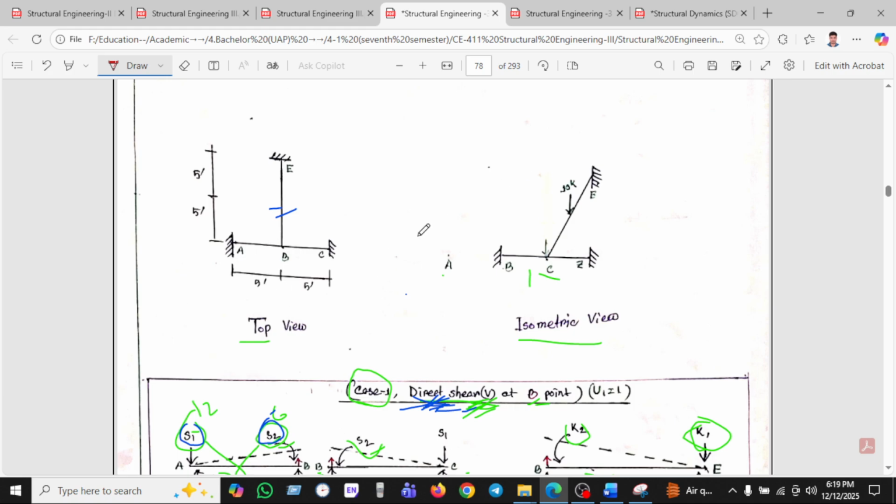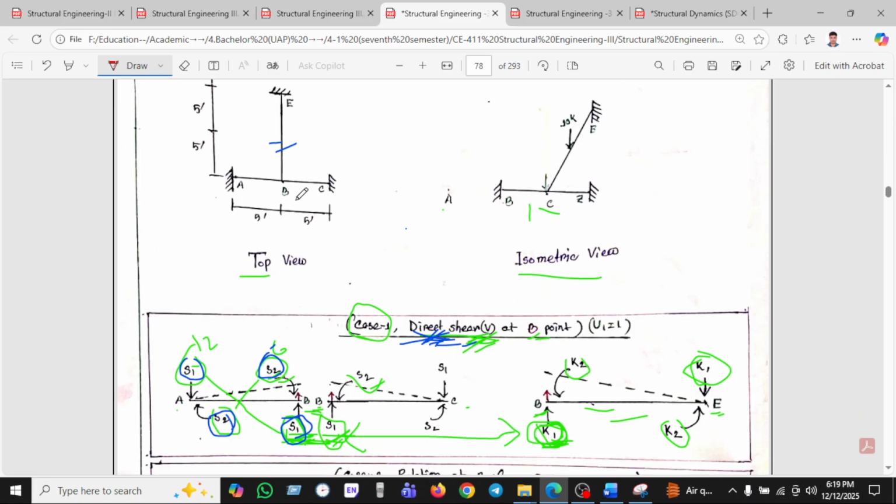We have three cases. One is shear. If we apply the shear at point B, then S1 will be upward and the opposite direction will be S2, and the far end will be S1 and also S2 in the opposite direction. For the other member, BE, we use K1 upward and the opposite direction will be K2. K1 is upward, downward, and K2 is opposite.